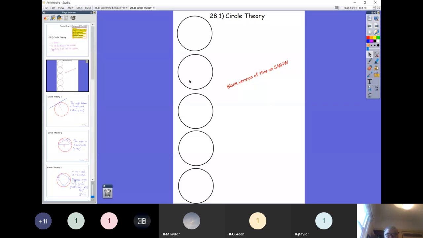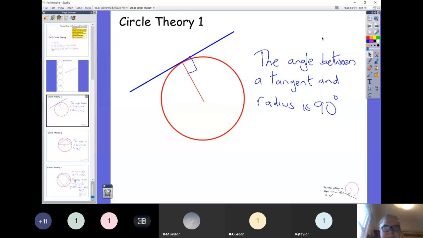So the first one, if you've got a tangent to a circle, the tangent just means the line that skims the circle, so it just touches it at one point, so clearly this is a tangent. By definition, if you take that tangent and where it touches the circle, if you then draw the radius to the center of the circle from that point, by definition this angle is 90 degrees.